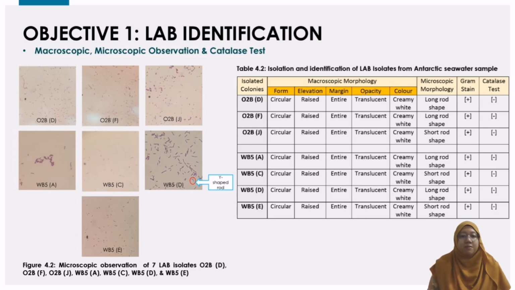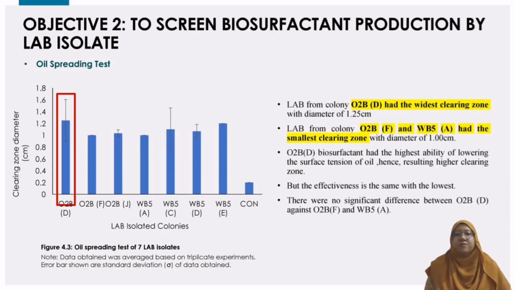Some of the LAB on WB5D also had a Y-shaped rod characteristic, indicating that some of the isolates were from different species of LAB. Now, moving on to the results for the screening of biosurfactant production by each LAB isolate in all screening tests. It was found that LAB from colony O2BD had the widest screening zone with a diameter of 1.25 cm. Meanwhile, LAB from colonies O2BF and WB5A had the smallest screening zone with a diameter of 1 cm.